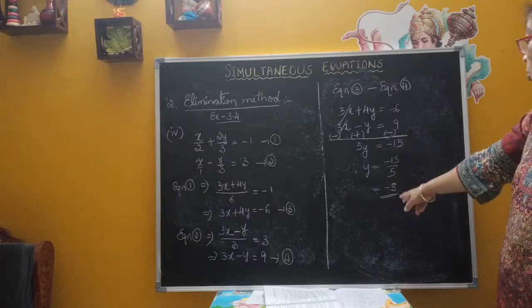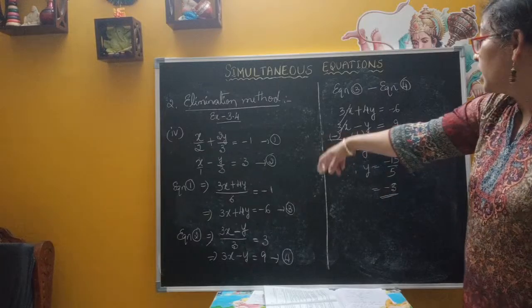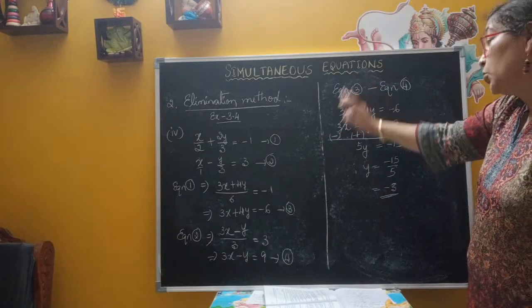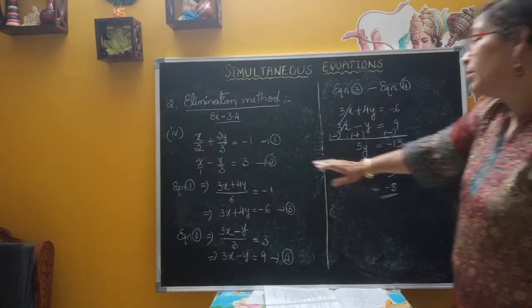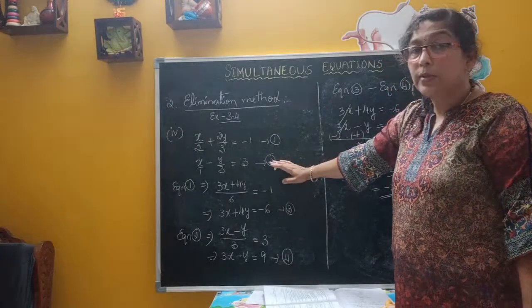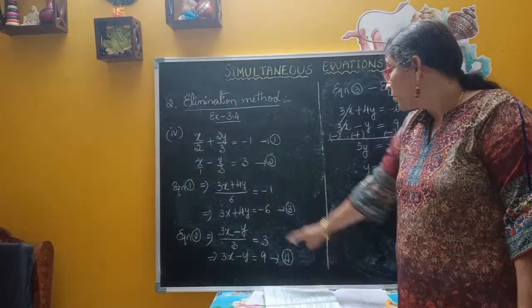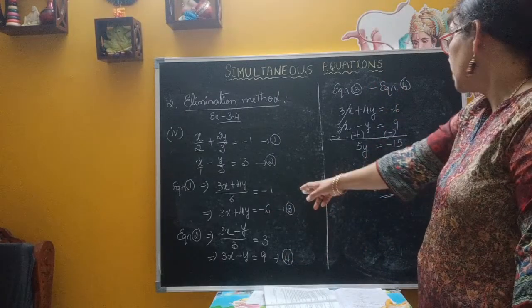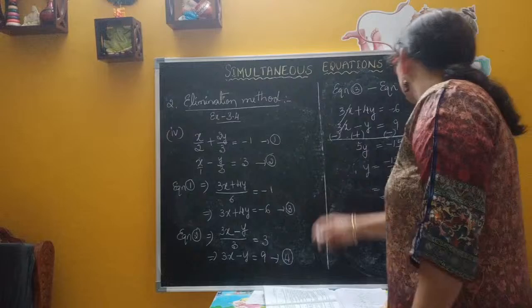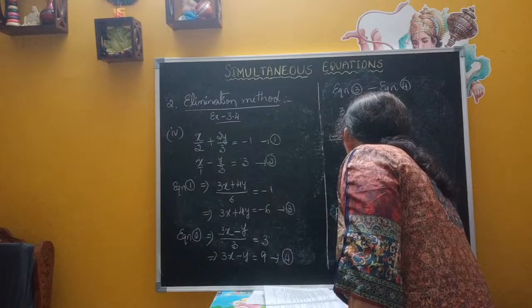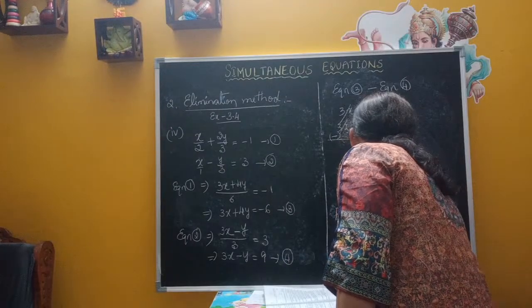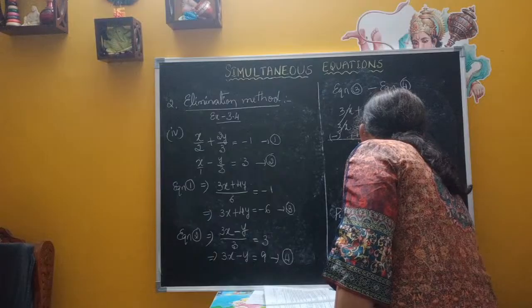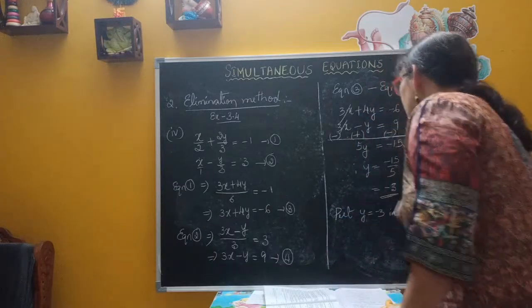Now in the next step what to do? Put y is equal to minus 3 in equation either 1, 2, 3 or 4. But don't take these two, it would be a little bit complicated. So what to do now? Take either 3 or 4. Okay, let me substitute this in equation 3. Put y is equal to minus 3 in equation 3.